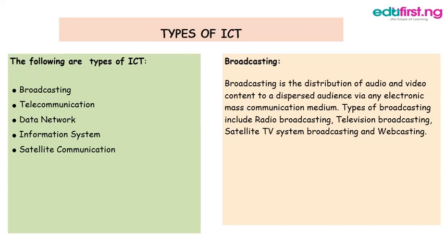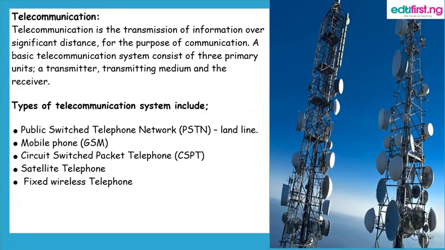Types of broadcasting include radio broadcasting, television broadcasting, satellite TV, then webcasting. So all our TV station, our DSTV station, our radio station, they are under broadcasting system. The likes of the GoTV, the Star Times, they are all under broadcasting communication system. So let's go straight to the telecommunication.